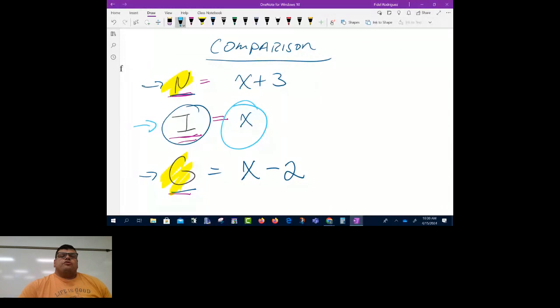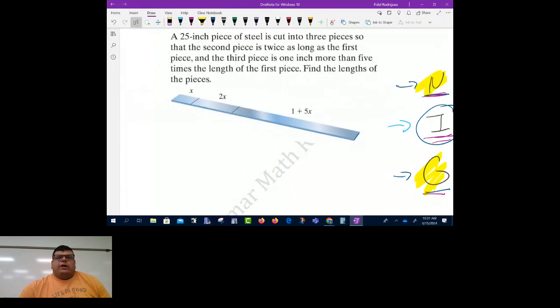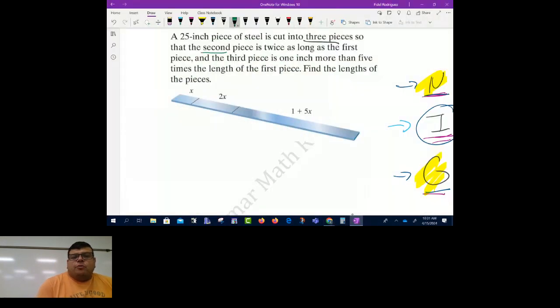Okay, so y'all, the reason why I do this is I think dealing with age is an easier concept at first. So when I scroll back to the problem that I have here, we're going to do this the same way. So look, y'all, we have 3 pieces. Right now we're talking about the second piece, but we're saying the second piece is twice as long as the first one.